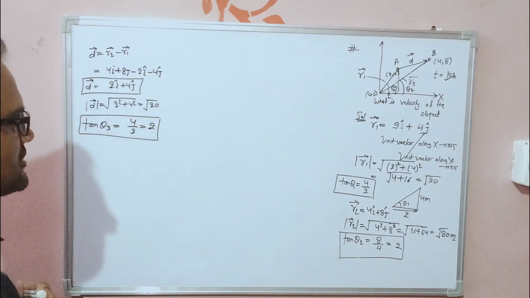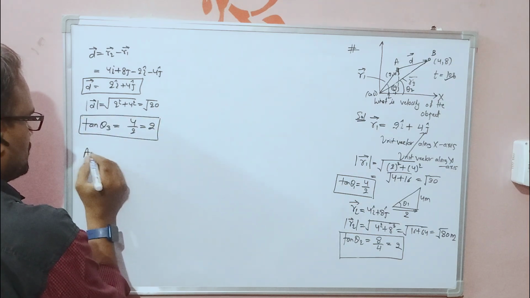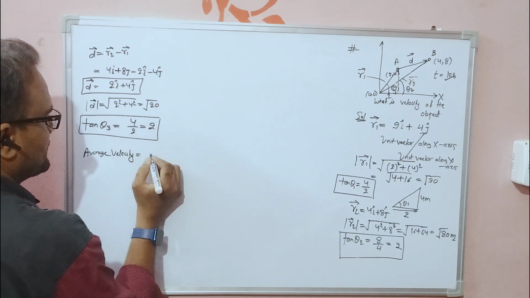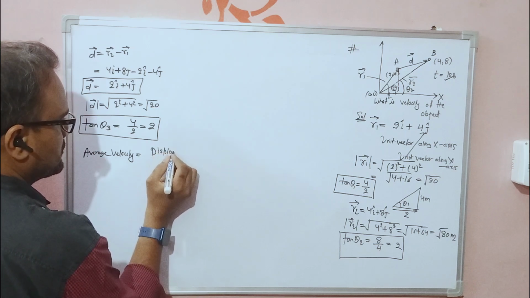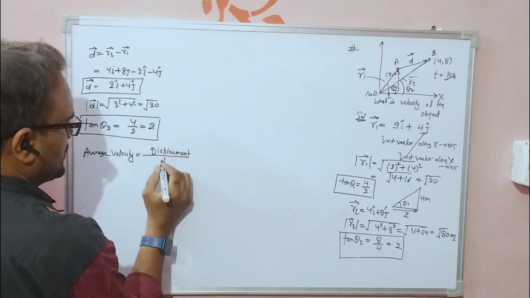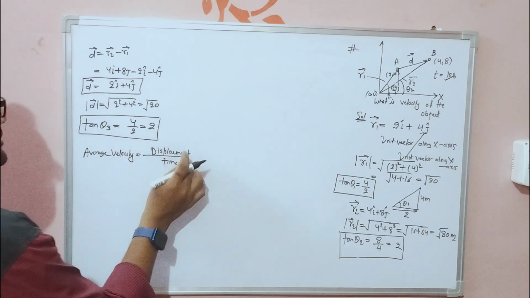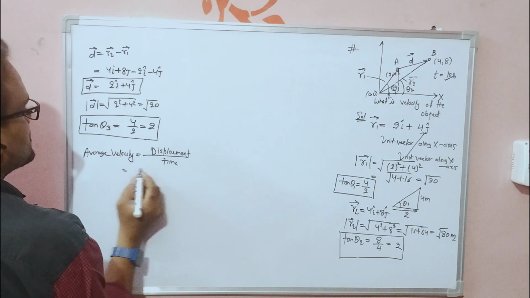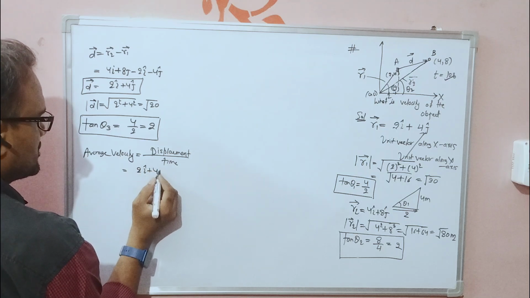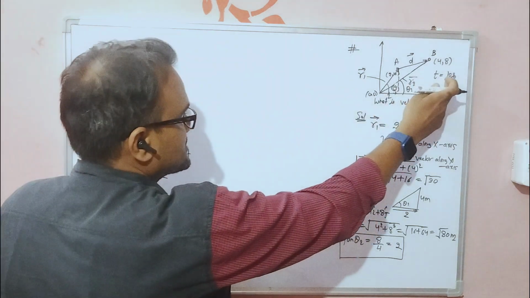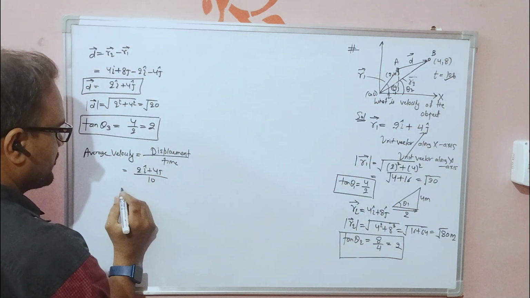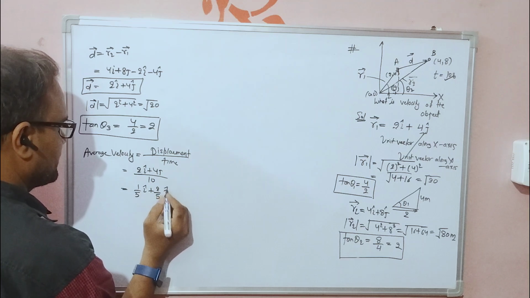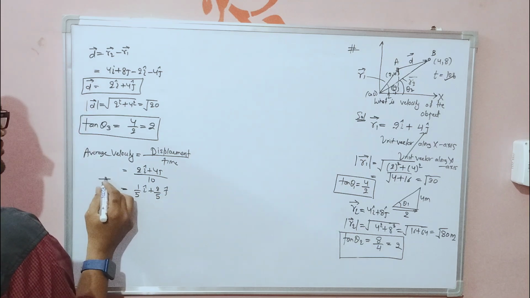Now let's calculate the velocity. So average velocity can be written as displacement upon time. So let's plug in the vector form of displacement over here. It is 2i cap plus 4j upon, what is the time? Time is 10 seconds, right? So let's plug in over here. So we'll be getting 1 over 5 i cap plus 2 over 5 j cap. So this is the average velocity vector.